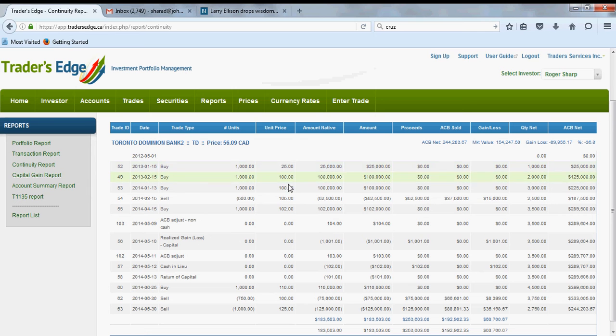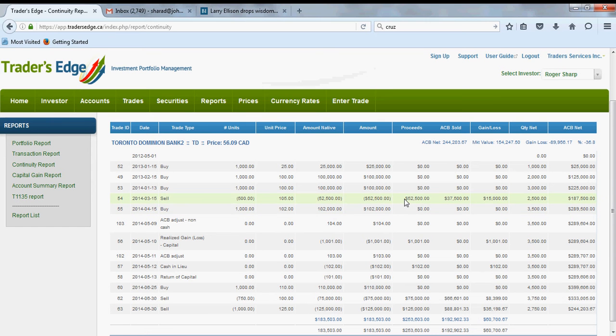And so initially, if you buy 1,000 shares at $25, your cost base is $25,000. And if you buy a little more at a different price, your cost base becomes the sum of those two costs, and so on until you sell a piece of it. So here you would have sold 500 shares out of the 3,000 you had accumulated. So you have to then report a capital gain.